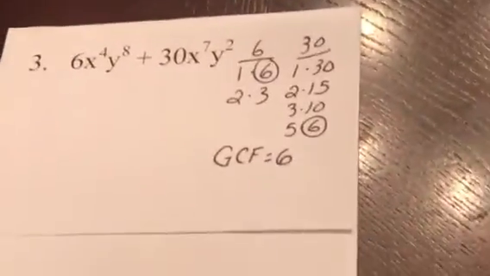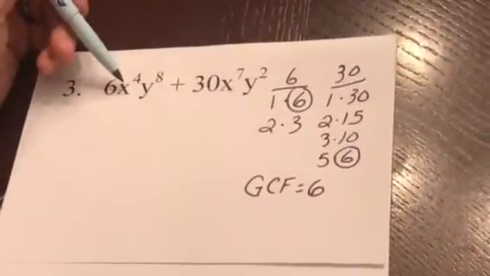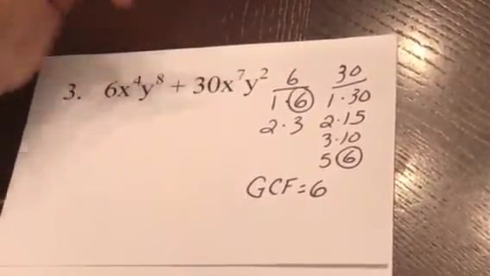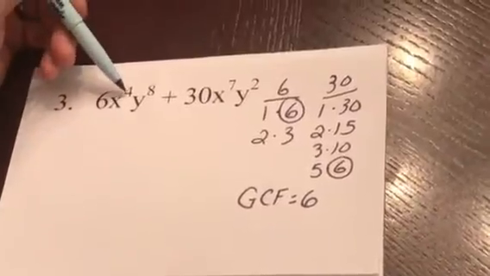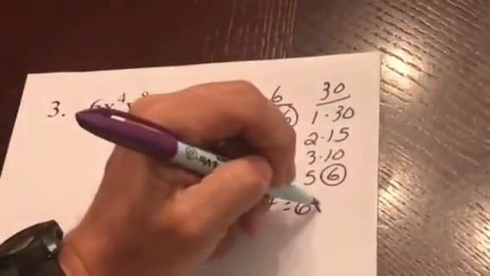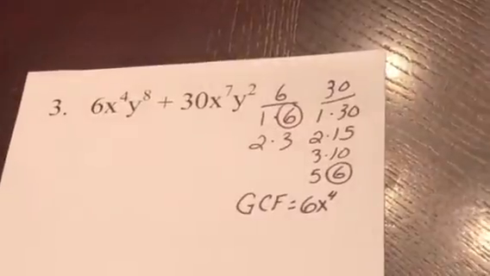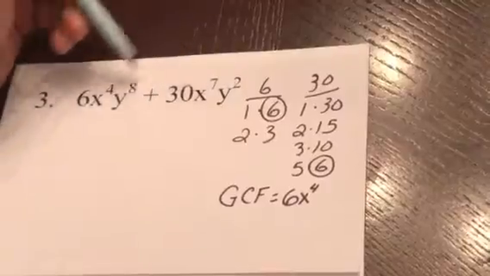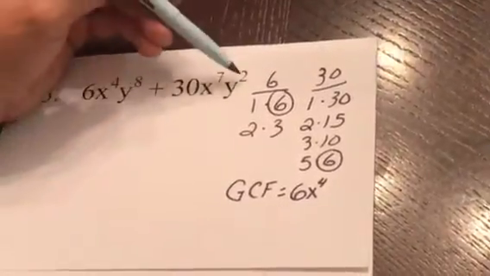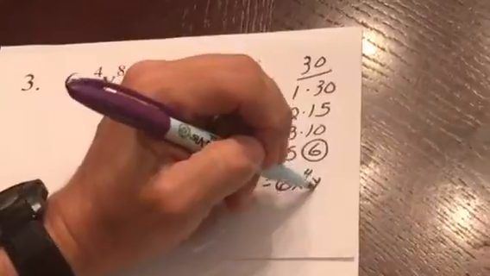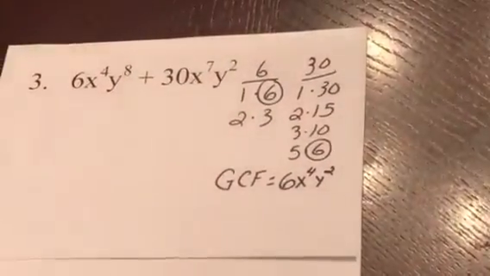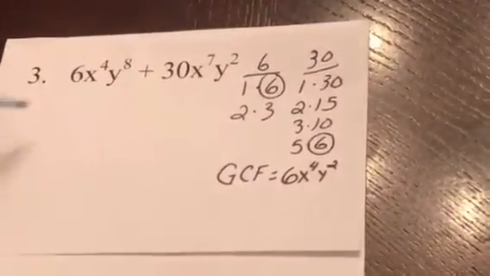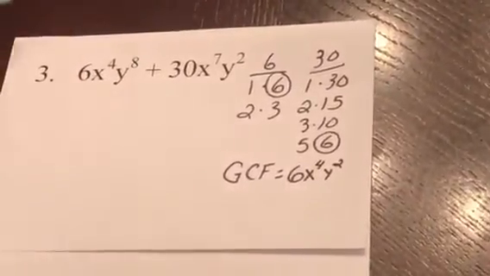When I look at my variables, I want to do one variable at a time. Let's look at the x's. X to the 4, x to the 7. Use the smallest exponent, which is the 4. So x to the 4. Now look at your y variables, y to the 8 and y to the 2. Use the smallest of those exponents, which is the 2. So y to the 2. We found the GCF. Let's now use that GCF to come back to the original problem to finish it out.